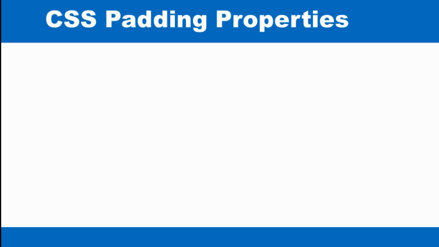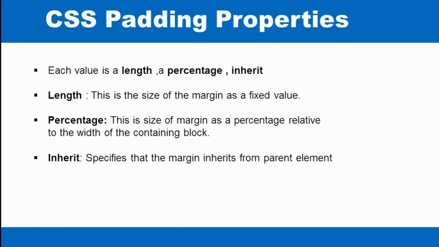All the padding properties have the following values. You've got the length, which specifies a padding in pixels, points, centimeters, or whatever measurement you're using. We also have the percentage, which refers to a padding in percentage, relative to the width of the containing element. We also have inherit, which specifies that the padding should be inherited from the parent element. The key distinction between the padding property and the margin is that with the padding, negative values are not allowed.